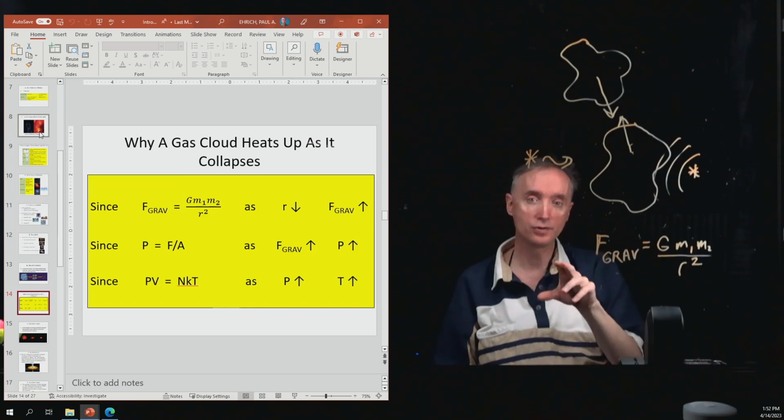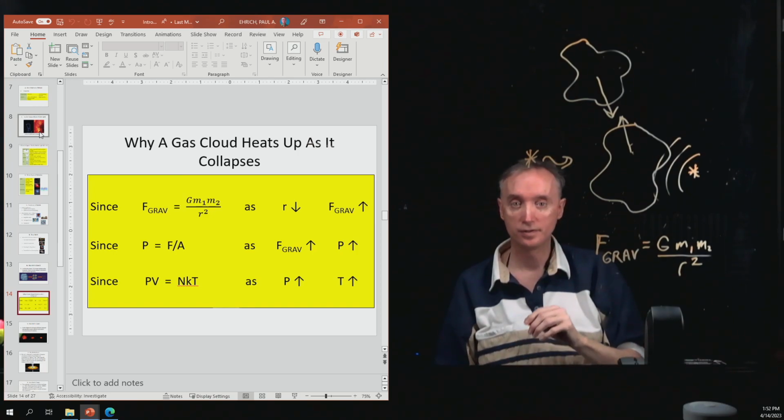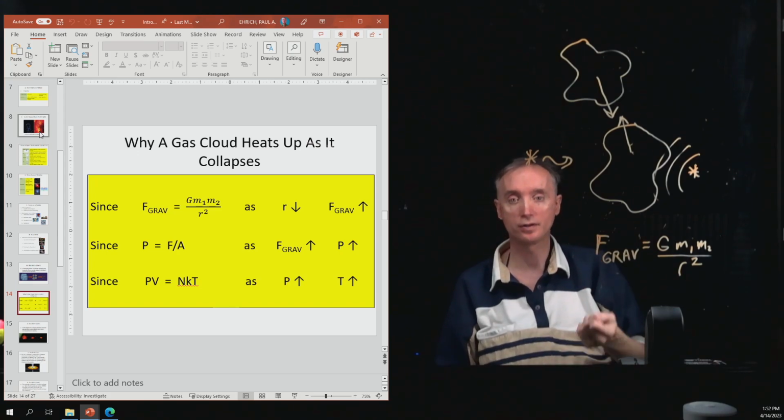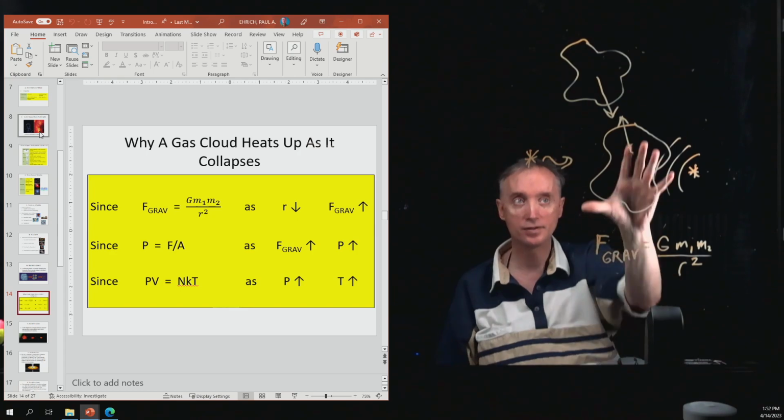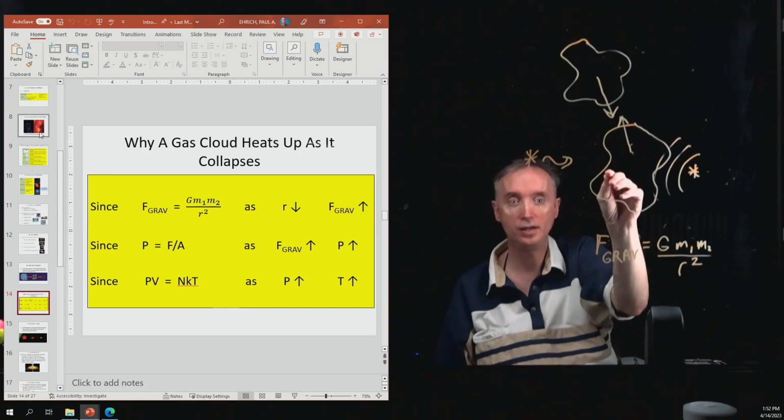And then the third statement says, since pressure times volume is equal to the number of gas molecules times the Boltzmann constant times temperature, as the pressure goes up, the temperature goes up. So the point is, as this cloud is collapsing, it's heating up.